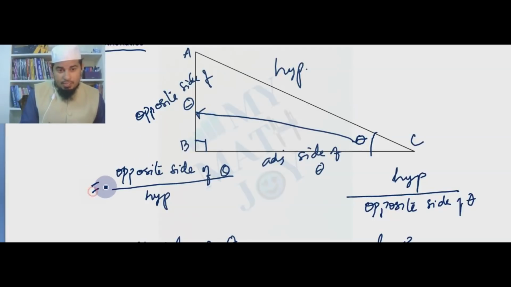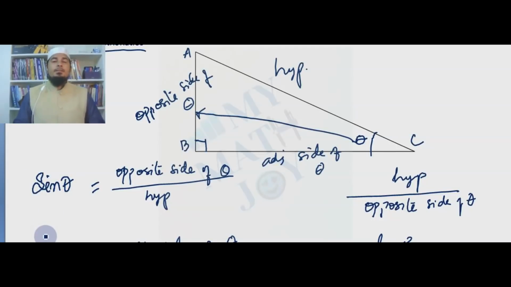For example, the first ratio, opposite side of theta by hypotenuse, is named sine theta. You may have heard about different trigonometric ratio names: sine, cos, cosec, secant, tan, cot. You may have thought that new names are coming, that this chapter is very hard and how to understand sine, cos, cosec, that these are different things. No baby, it's very easy. These are the ratios, and each ratio has been given a name.